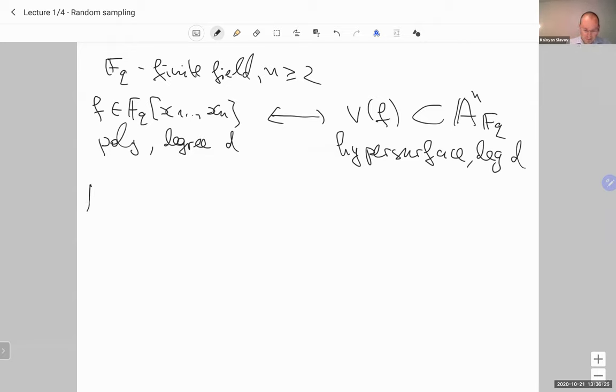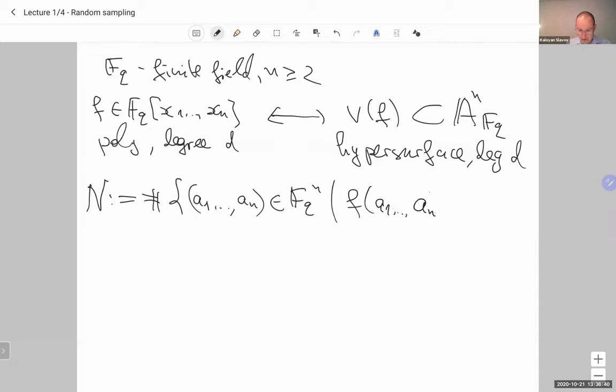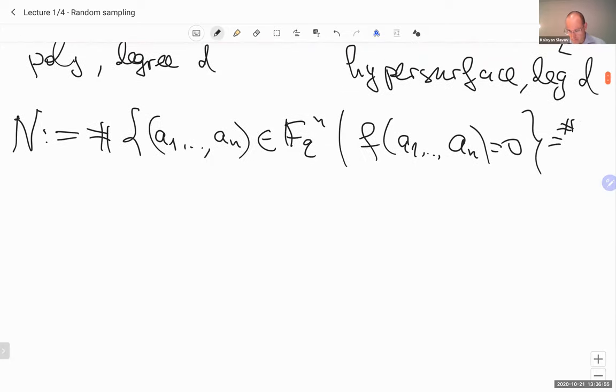We're interested in the following number, the number of (a1, ..., an) in Fq^n such that f(a1, ..., an) is equal to 0. The number of solutions of the equation f equals 0. You may prefer to call this the number of Fq points on the hypersurface V(f).